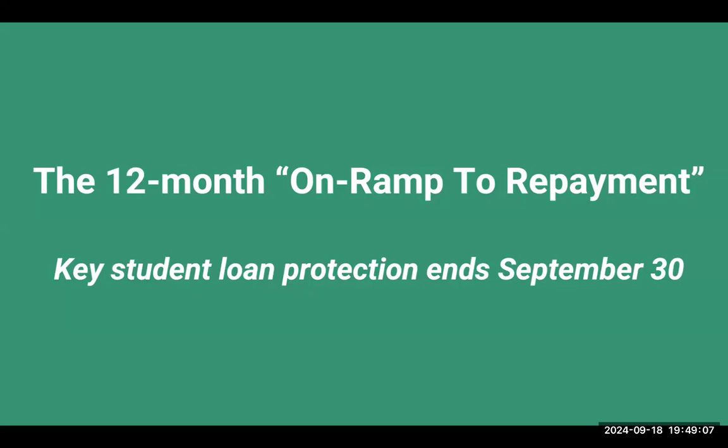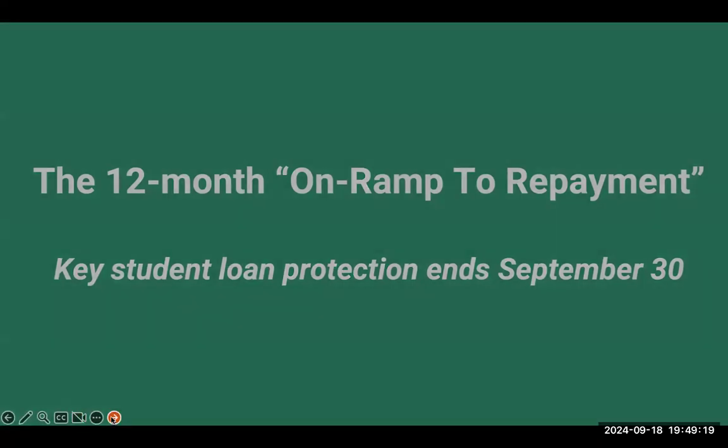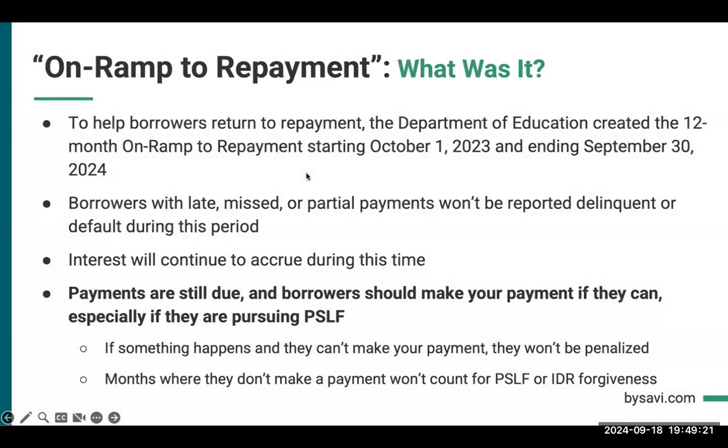All right, the big policy update that I want everyone to be aware of is this 12-month on-ramp to repayment that is coming to an end at the end of this month, September 30th. So this is really, really important. I want to make sure everyone is aware of what's going on. So what was the on-ramp to repayment?